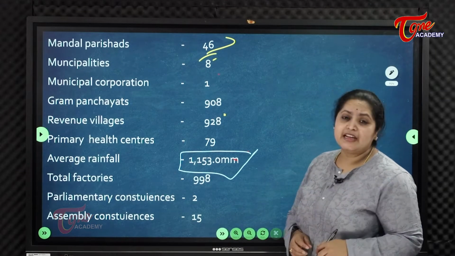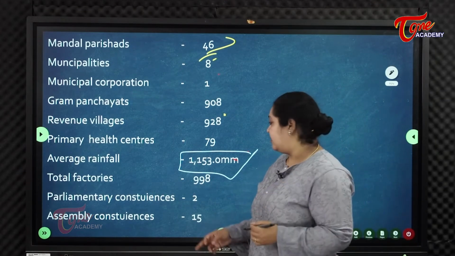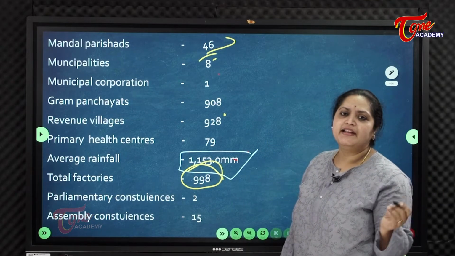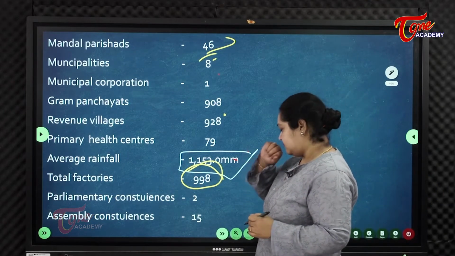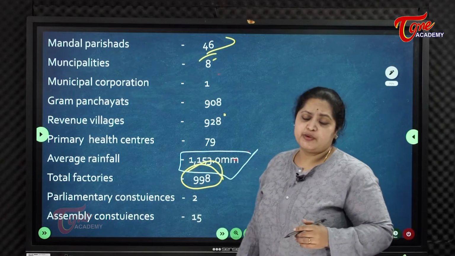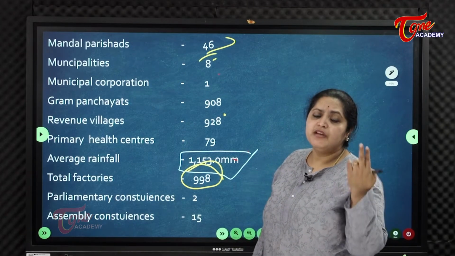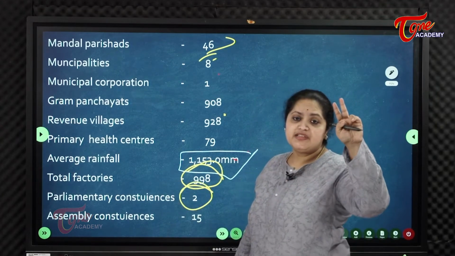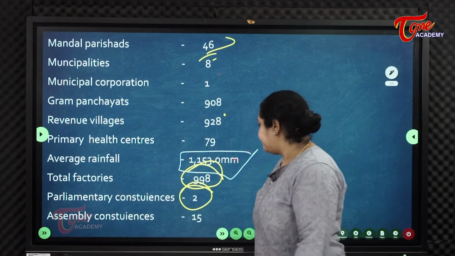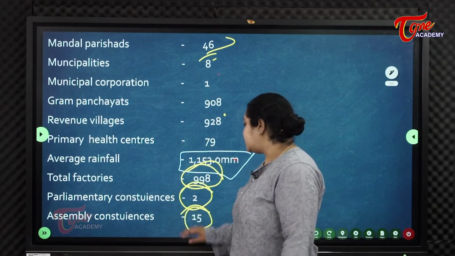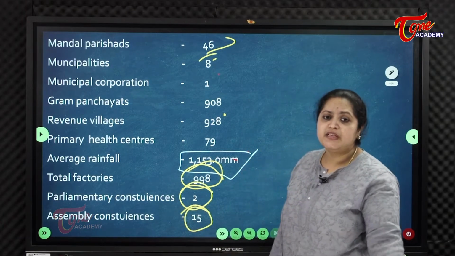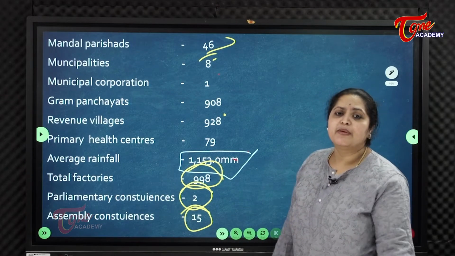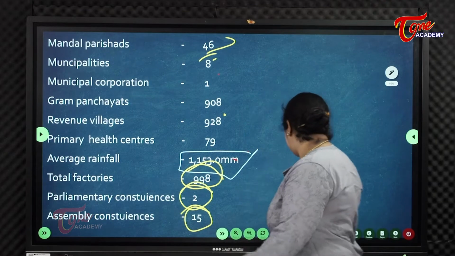So total factories, small, big, including everything, it has nearly 1000, that is accurately 998 factories. Parliamentary constituencies means how many MPs from West Godavari district? Only two MPs from West Godavari district. MLAs, it has assembly constituencies, means 15 MLAs come from this district.